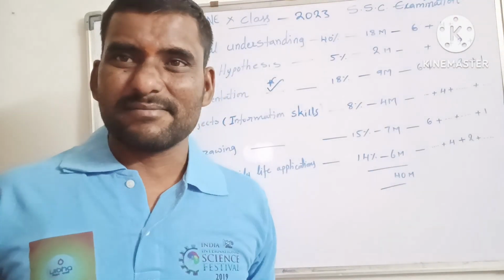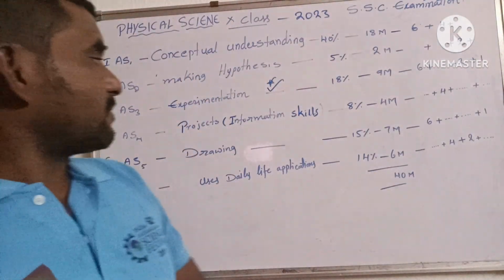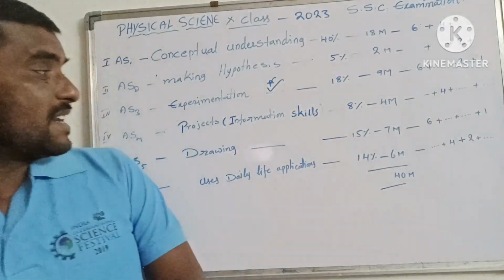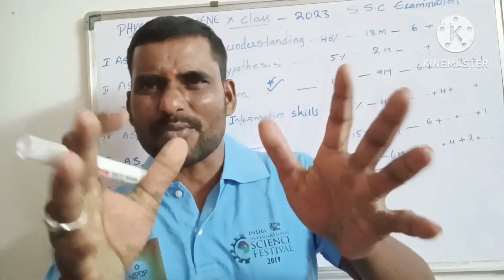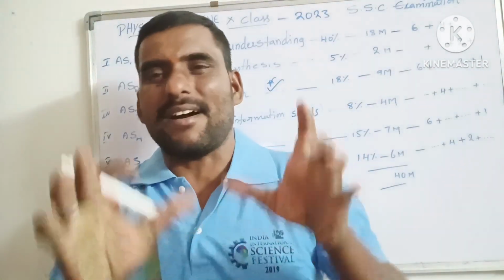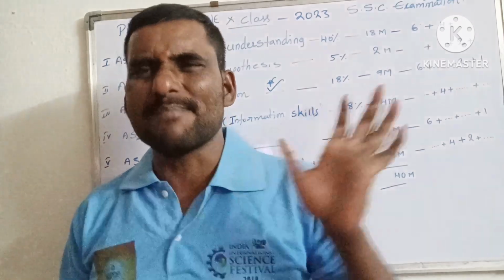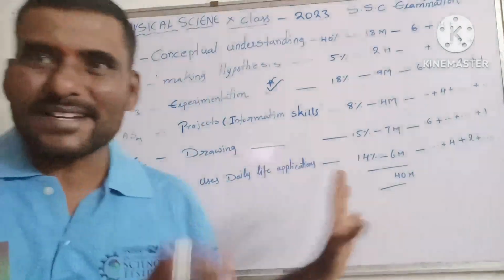Very easy. Next, AS4, Academic Standard 4: project and field investigation, information skills. These are case study questions. They are going to give you a passage on a matter and ask you questions. Simple questions are there, and you can find the answers in the passage.